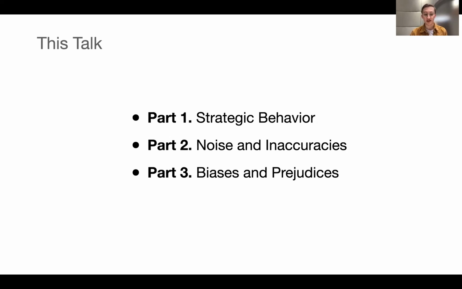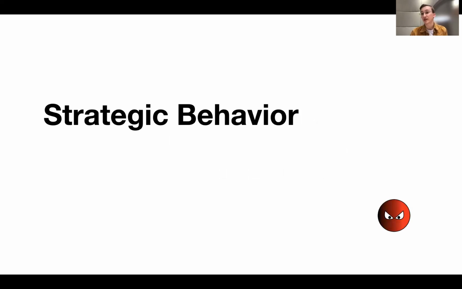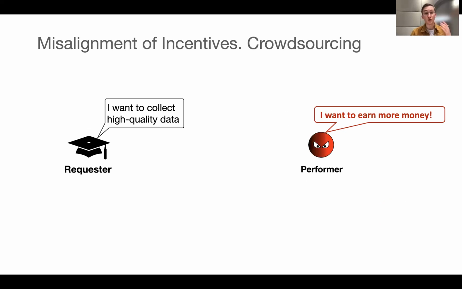So let's begin from strategic behavior, and let's see what it is. As I have said, in human decision-making systems, there are many people who work side by side to solve some common goal. Like in crowdsourcing, we want to collect high quality data. So we submit a data set and we expect to get high quality data from performers. But on crowdsourcing platforms, there are people who come there to earn money. So a strategic performer, a strategic worker may want to earn more money. And the goal of earning more money is not always aligned with the goal of getting high quality data.